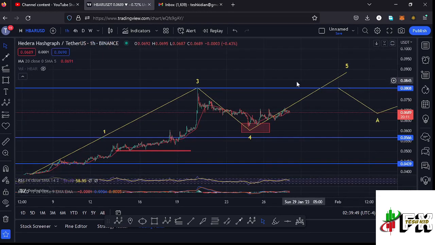So that is what I'm expecting here on the Hbar chart on the short term and also on the long term scenarios, and I'll be keeping you updated.